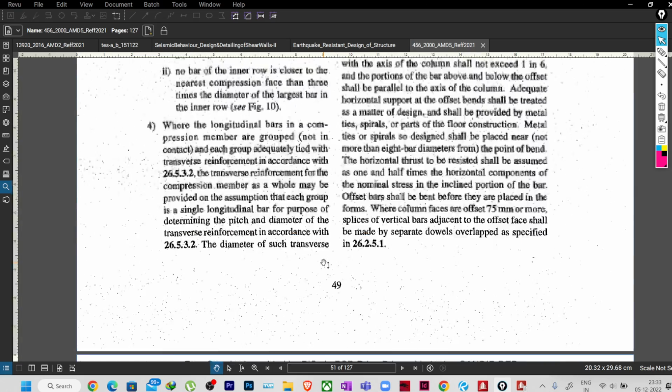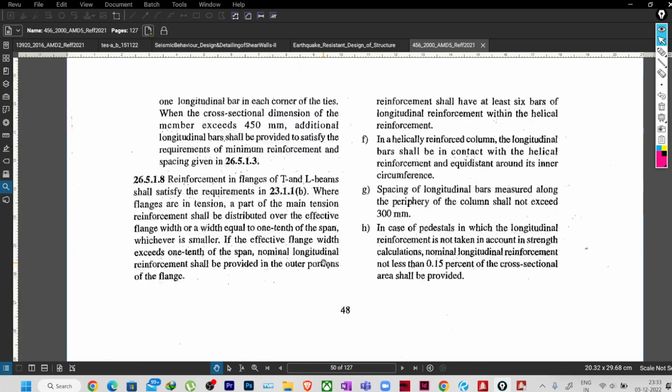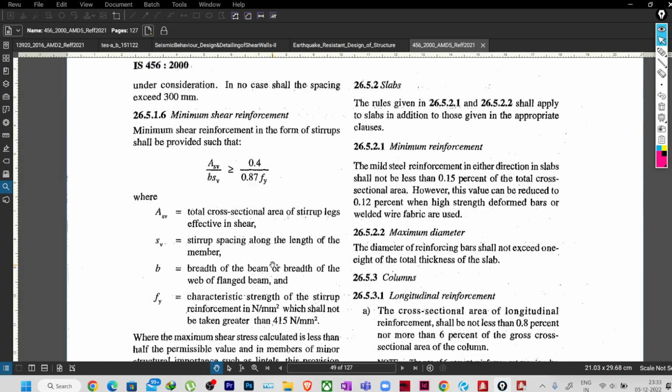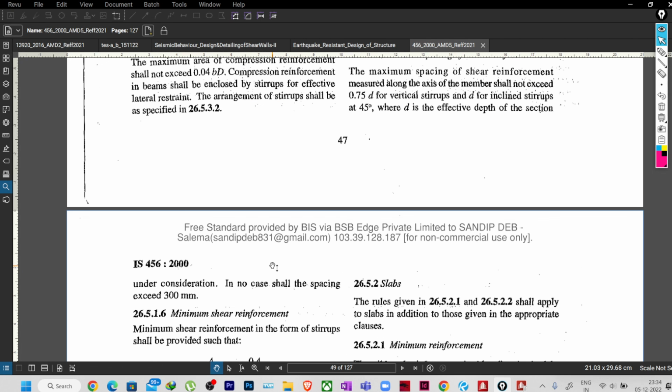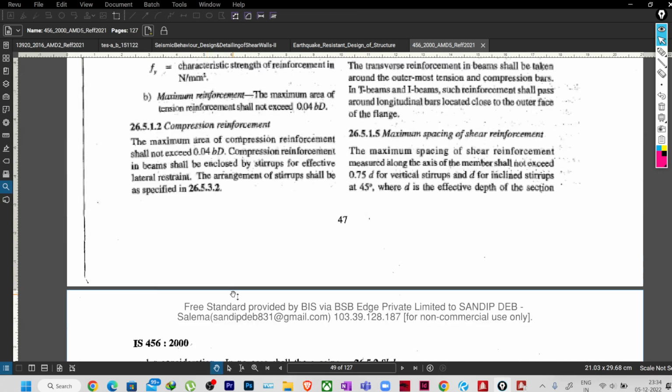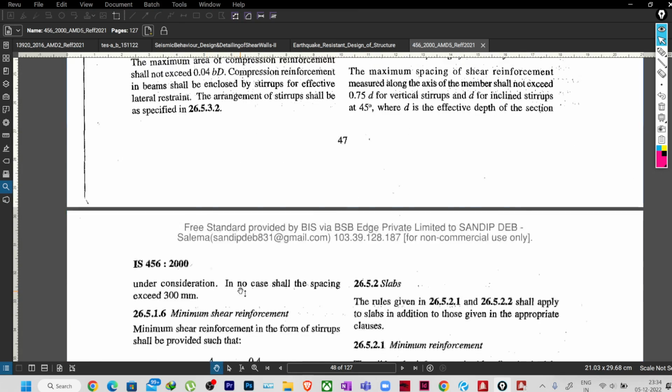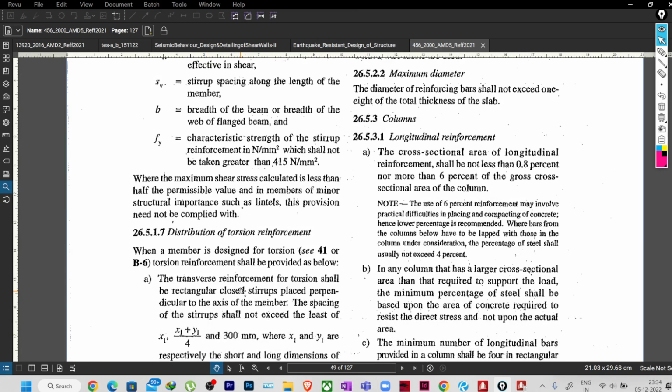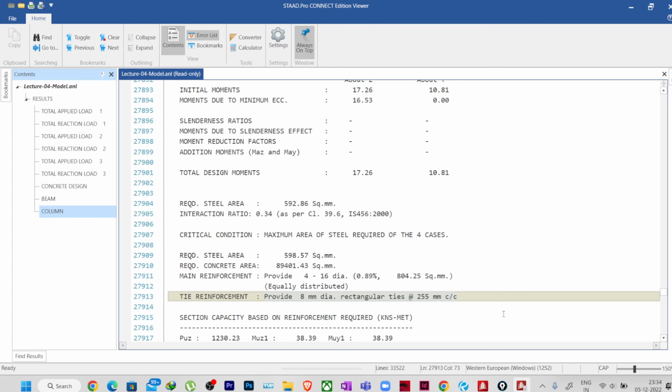So what I will do, I will take up this particular part in the next session. Today we will keep up to this only. In the next session we will try to finish this transverse reinforcement criteria for the column as per IS 456. So this is it for today's lesson.